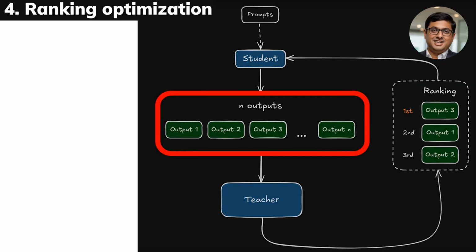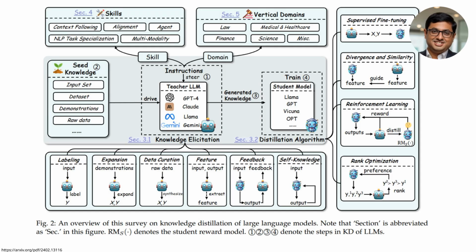Next is the ranking optimization technique. In this, the student generates several outputs and the teacher ranks them and provides the feedback. In this process, the student learns which is the best response. These techniques of knowledge distillation can be mixed and matched. They are also performed iteratively until the desired accuracy of the student model is achieved or a plateau in accuracy is reached.